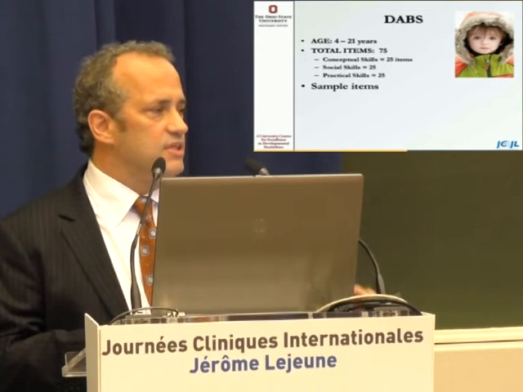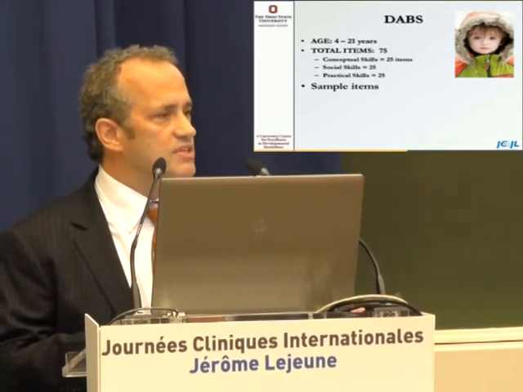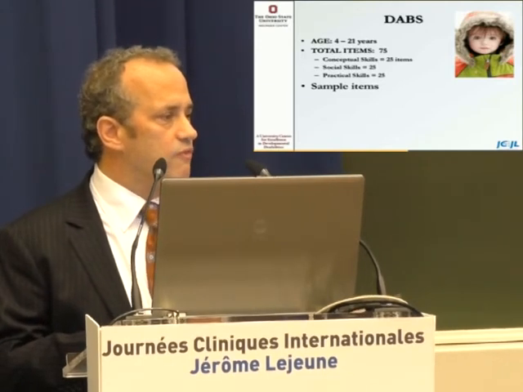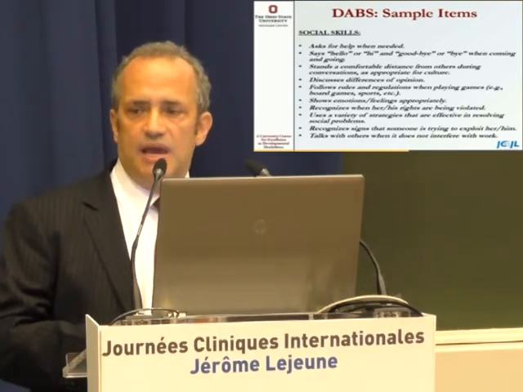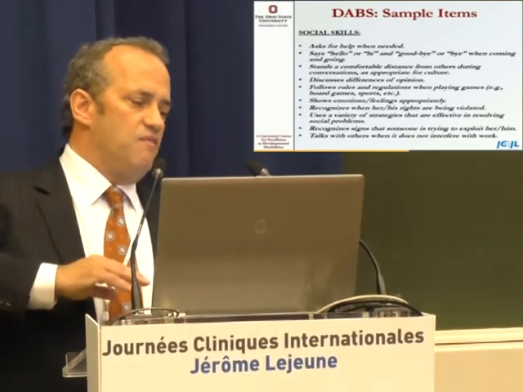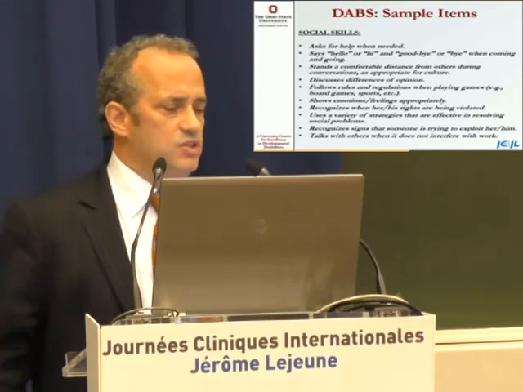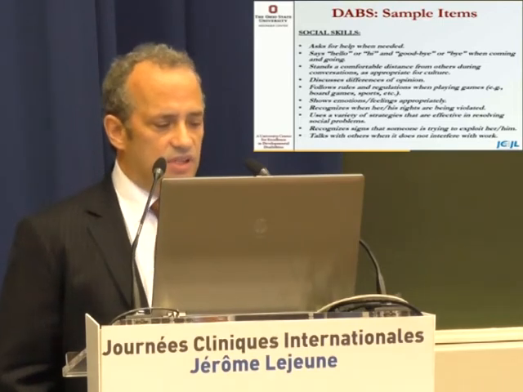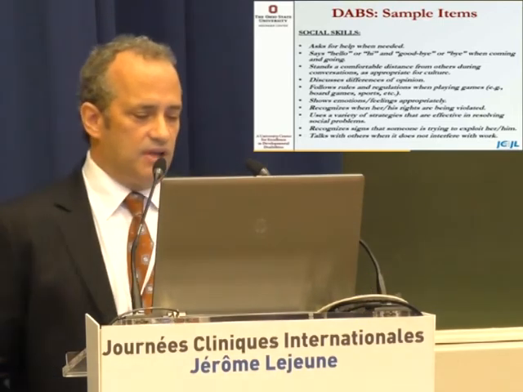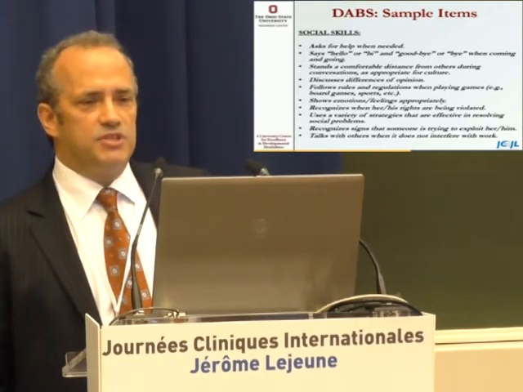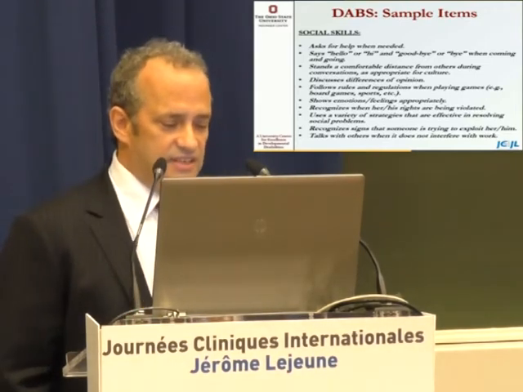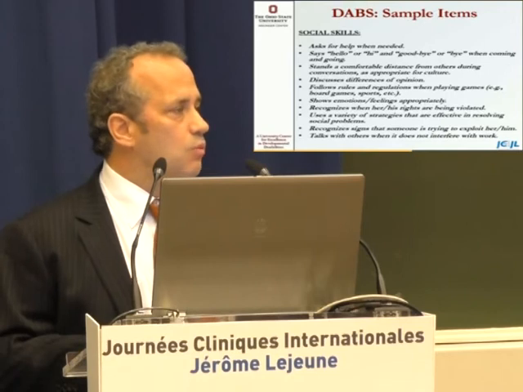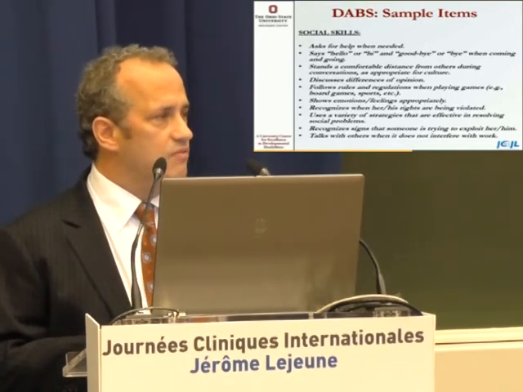The final version is 75 items, 25 for each of the subdomains, and it's normed and standardized for individuals from 4 to 21. These are some sample items. Social items, and you can see these are of varying difficulty level or age: asks for help when needed, says hello, shows emotions and feelings appropriately, recognizes when his or her rights are being violated. That may be good for CRPD. Recognizes signs that someone is trying to exploit him or her, talks with others when it does not interfere with work. So you can see these are different levels of social skills.